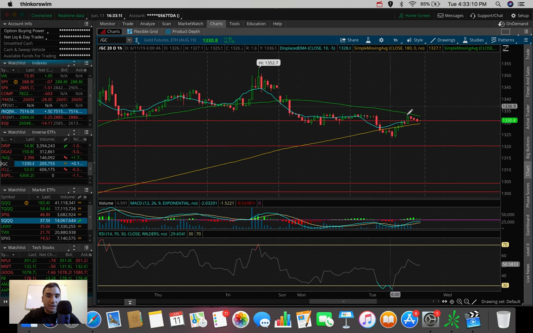And be careful here, because this could be the start of a bearish cross, especially since it's looking like it wants to curl down below the 180 SMA. I'd be very careful about that.